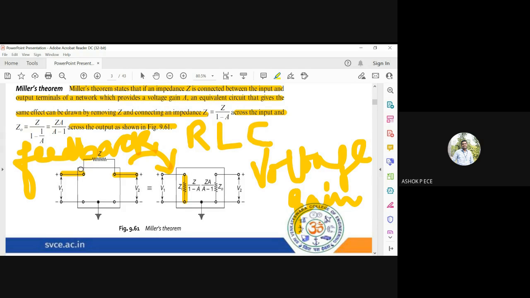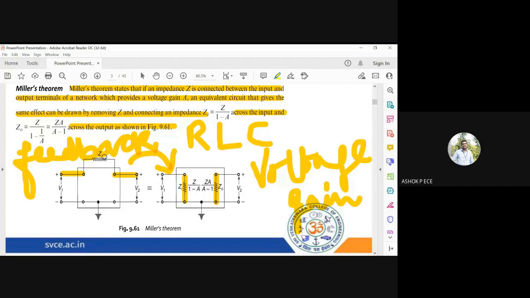So I can split a feedback component Z, which is present across input and output, into a separate component at the input side and a separate component at the output side using Miller's theorem. And I can even find the value of Zi and Z naught if I know A, the voltage gain of the amplifier. And if you use the parallel formula and find the equivalent resistance, you will get back Z.